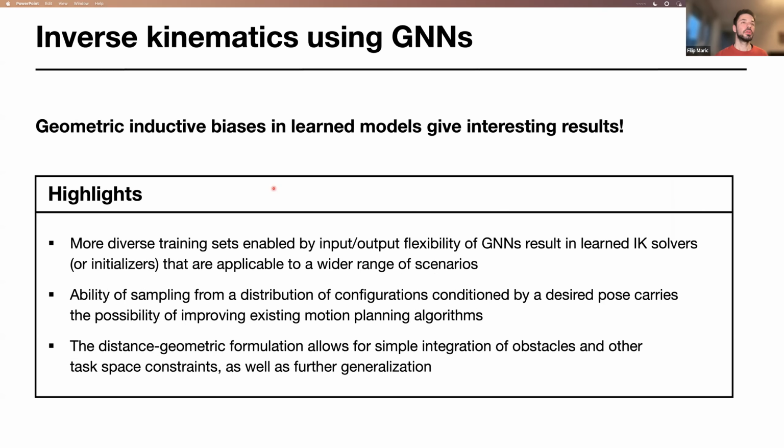So in conclusion here, the geometric inductive biases in learned models gave us, again, interesting results. It allowed for more diverse training sets enabled by the input-output flexibility of GNNs. The ability of sampling from a distribution of configurations conditioned by desired pose carries the possibility of improving existing motion planning algorithms that are based on sampling configuration. And of course, this distance geometric formulation allows us to further integrate obstacles into this entire scheme, as well as other task space constraints. And it might enable further generalization. It might enable sampling collision-free configurations.